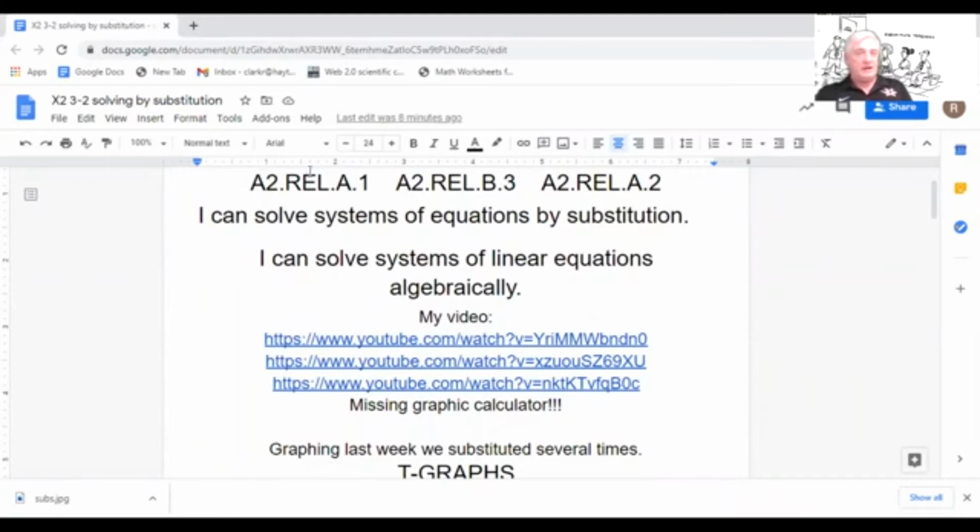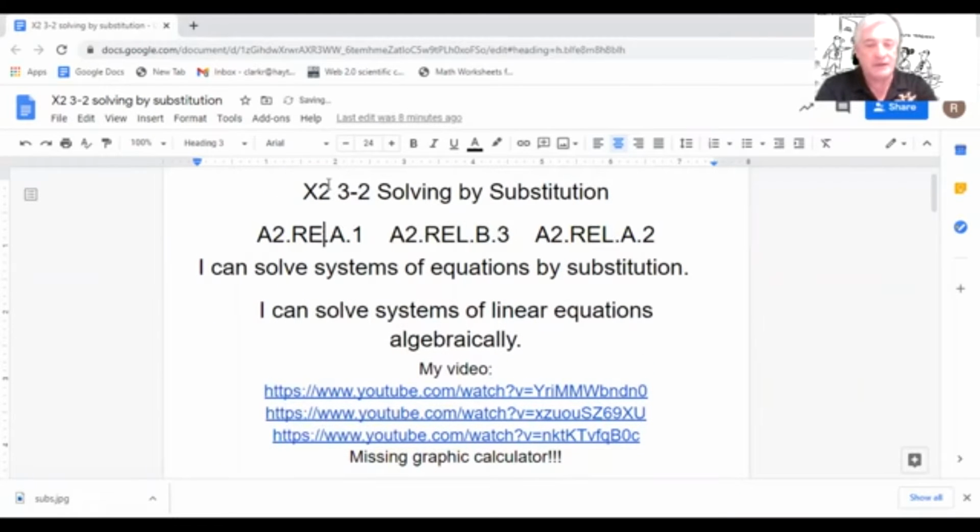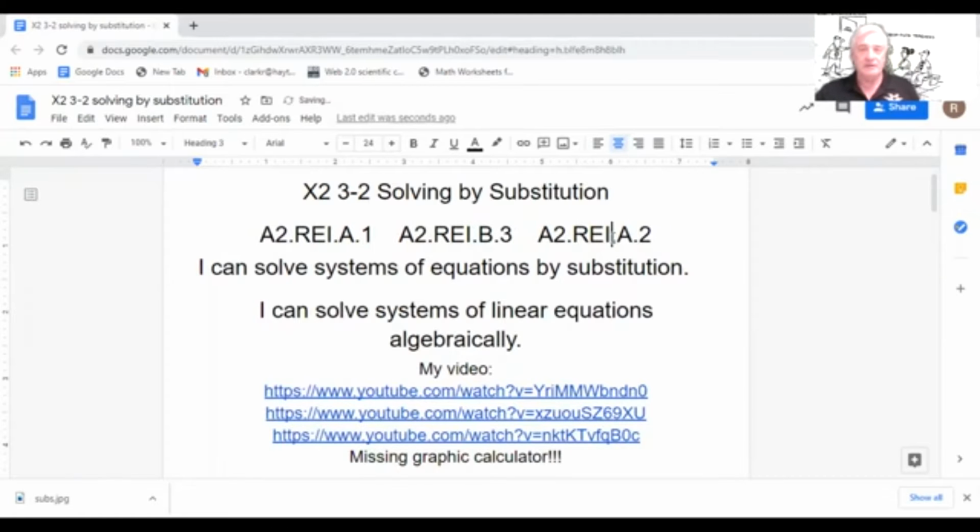This is A2 REI. Someone keeps typing L on this. Trust me, it's an I for inequality, REI. It's REI A1, B3, and A2. I can solve systems of equations by substitution. I can solve systems of linear equations algebraically. That means we're going to use your algebra skills.